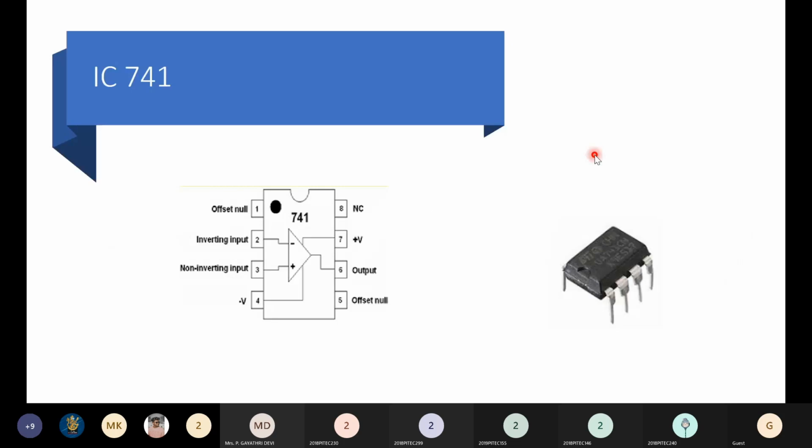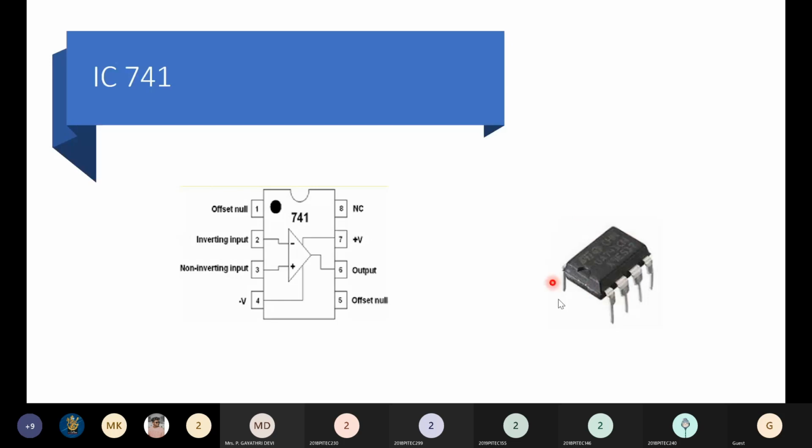And this is the package, how one IC will be packed. The operational amplifier circuit is shown as an IC package. Here we have actually three major IC packages, like metal can package, dual inline package, and flat package.